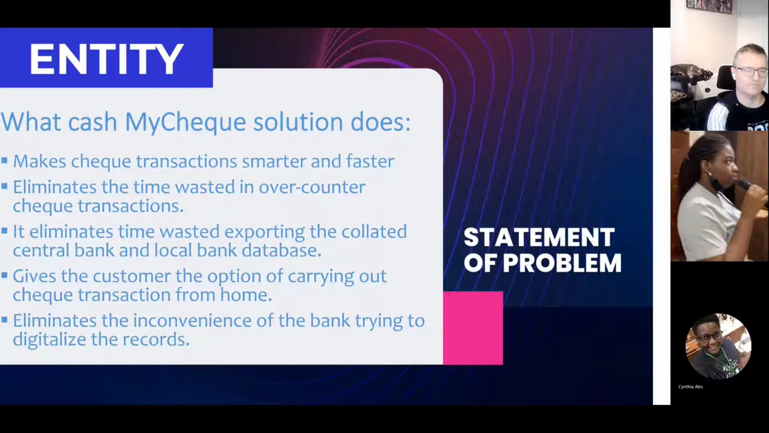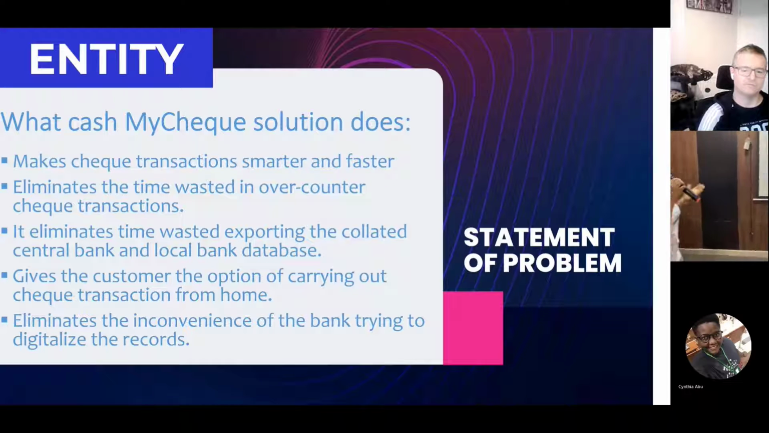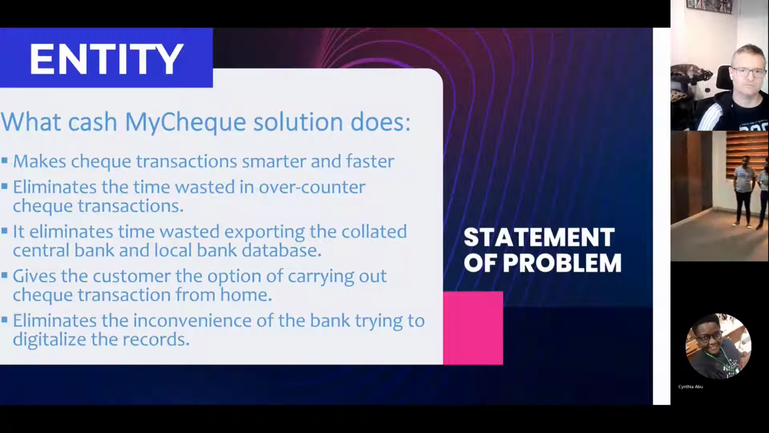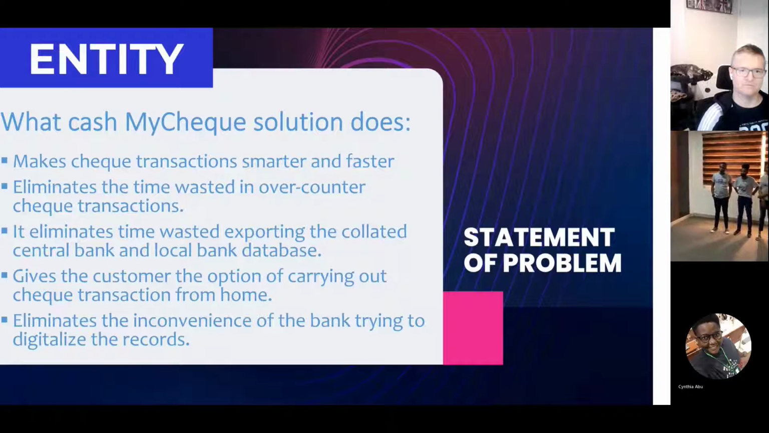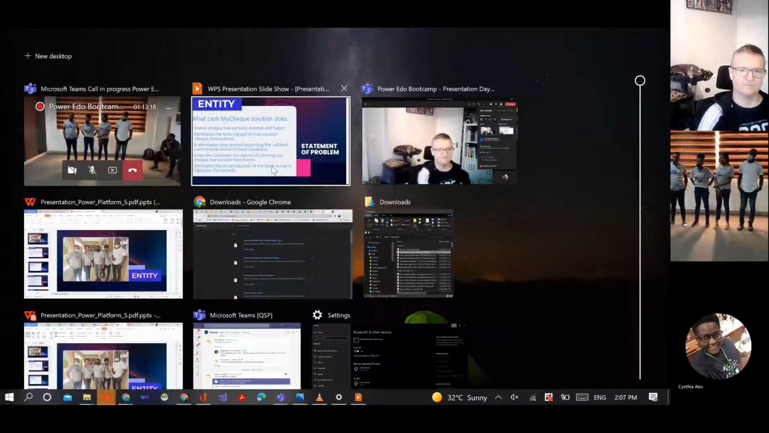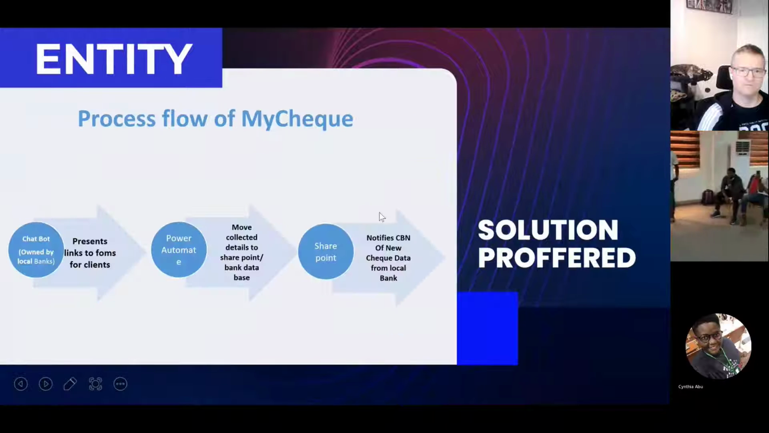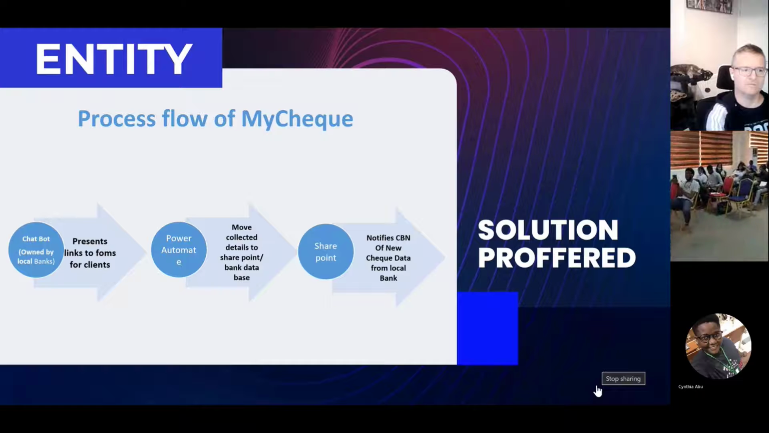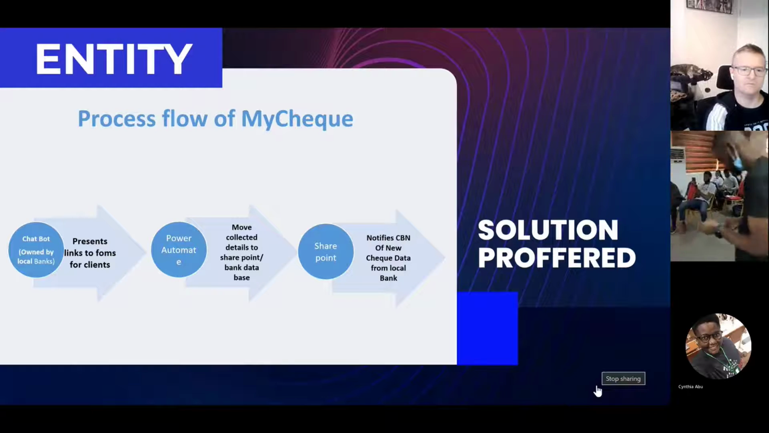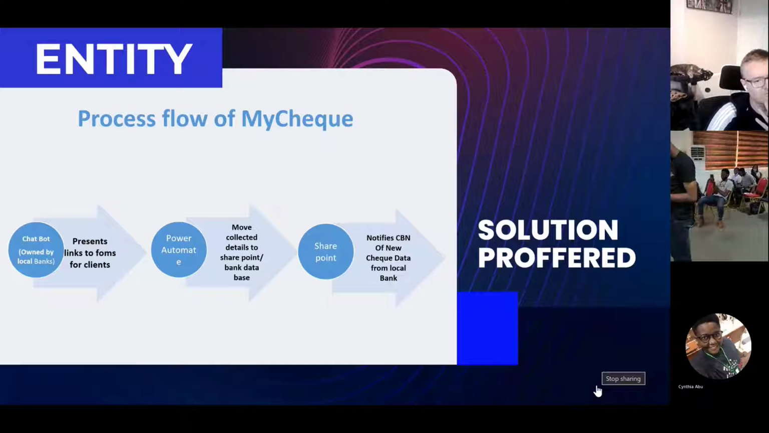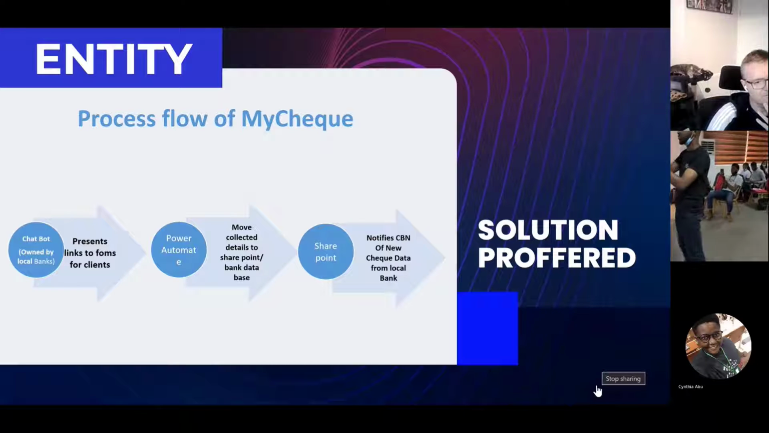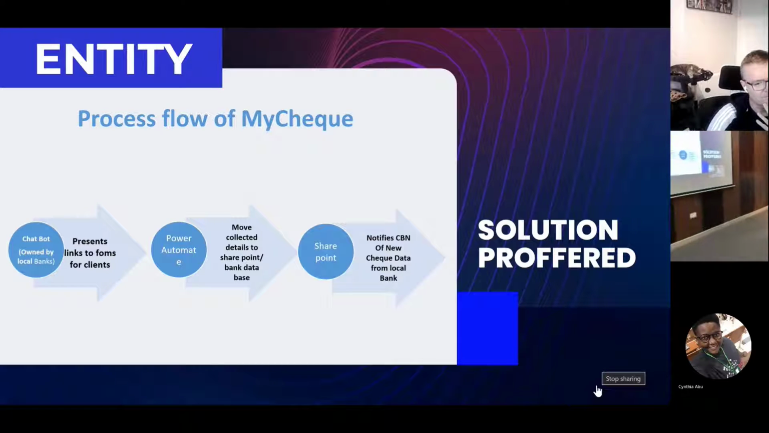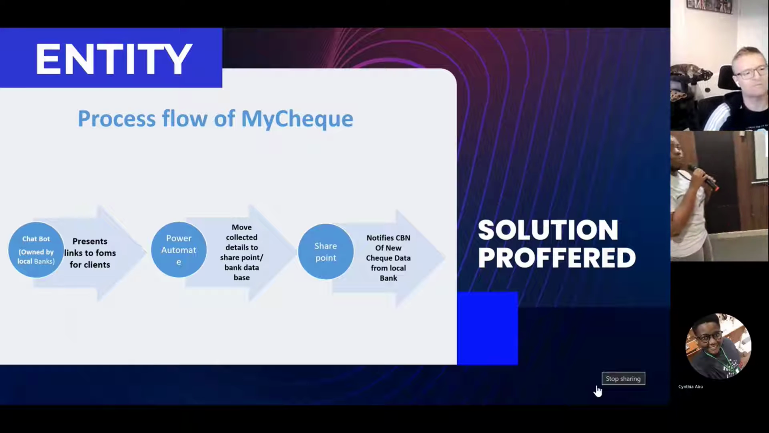What does this solution then mean? It means that check transactions will be easier. It will eliminate time wasted with people filling forms in the bank, and people don't have to come to the bank anymore. They can use this solution from their house. And so that brings us to how it works. We have the chatbot, which is owned by the local bank. We have Power Automate, which extracts information from the chatbot and sends it directly to SharePoint. And from SharePoint, we can then, as the bank, send our digitalized information to CBN. Thank you.